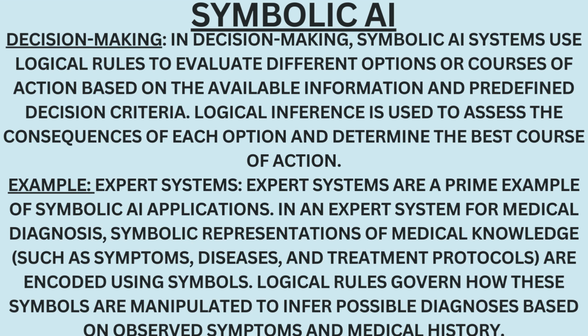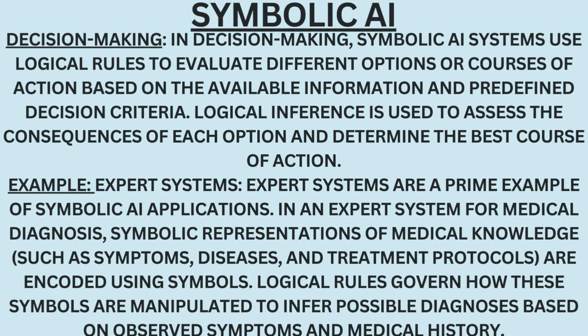Decision making. In decision making, symbolic artificial intelligence systems use logical rules to evaluate different options or courses of action based on the available information and predefined decision criteria. Logical inference is used to assess the consequences of each option and determine the best course of action.